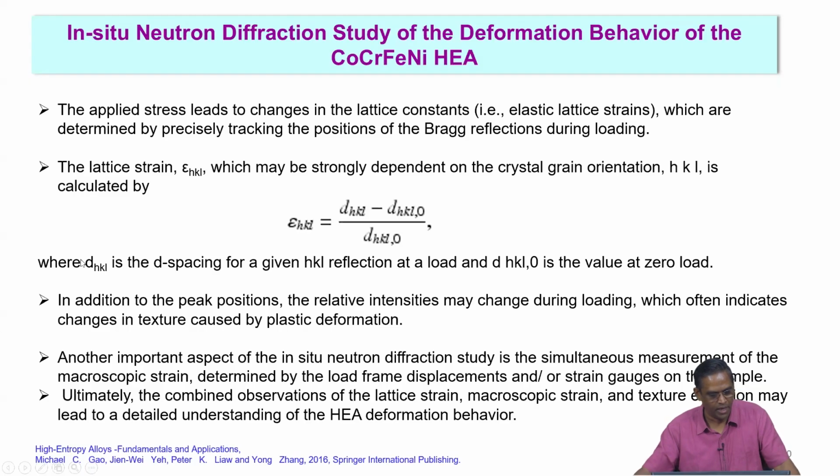In addition to the peak positions, the relative intensities may change during the loading, which often indicates changes in texture caused by plastic deformation. This is important. Another important aspect of the in situ neutron diffraction study is the simultaneous measurement of macroscopic strain determined by the load frame displacement or strain gauges on the sample. Ultimately, the combined observations of the lattice strain, macroscopic strain and the texture evolution may lead to a detailed understanding of high entropy alloy deformation behavior. So, this is the background for this. We are interested in measuring the lattice strain and macroscopic strain.